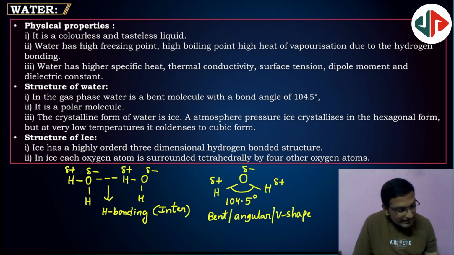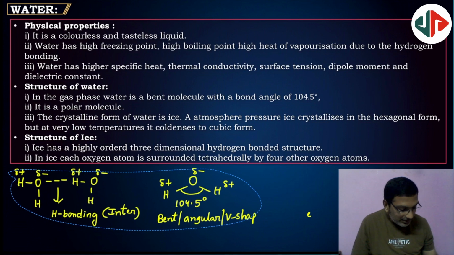Next, the crystalline form of water, that is ice, has a hexagonal form, but at very low temperatures it becomes cubic form. Hexagonal means benzene like. Next, structure of ice. It has a highly ordered three-dimensional hydrogen bonded structure. Oxygen atom is surrounded by four other oxygen atoms. That is very, very important.